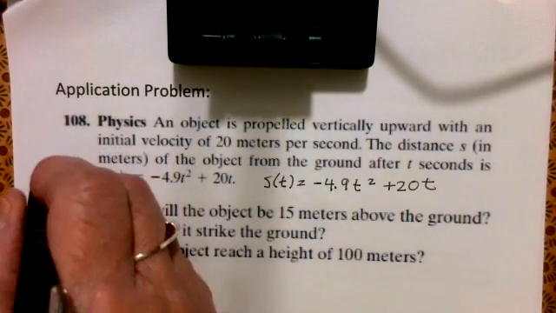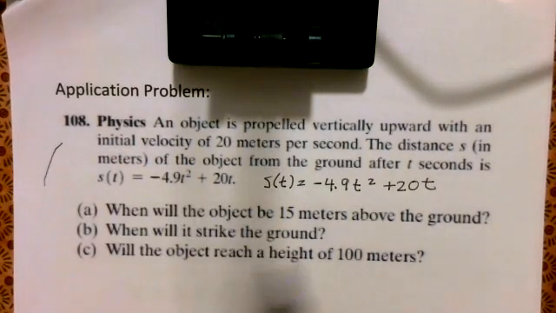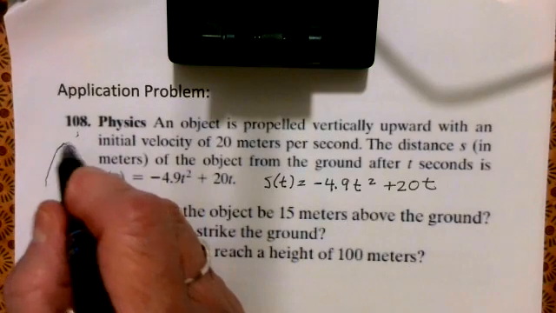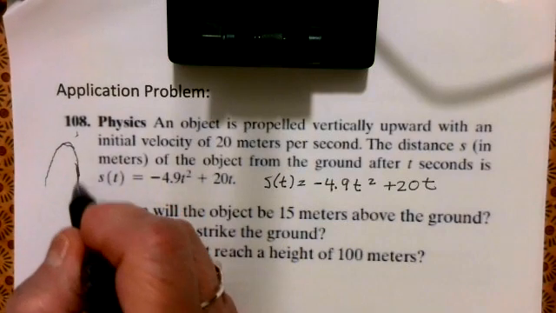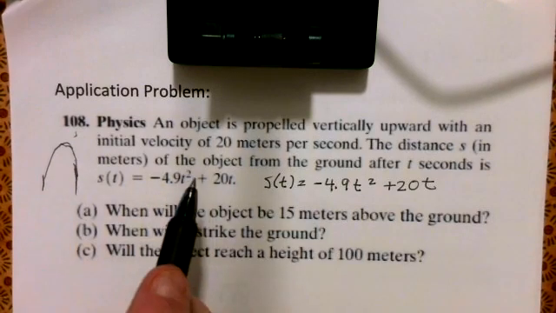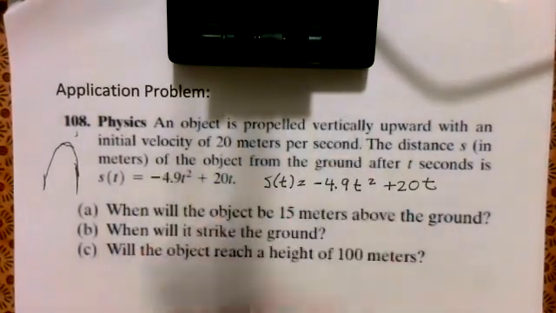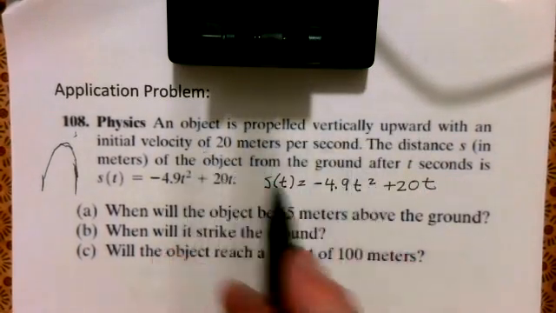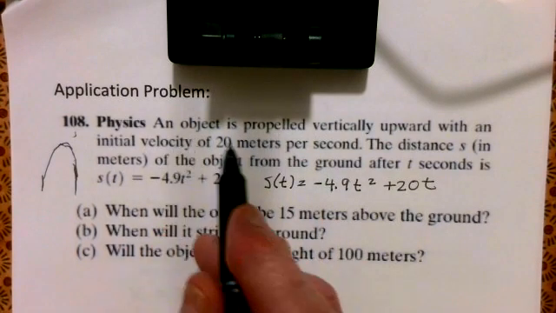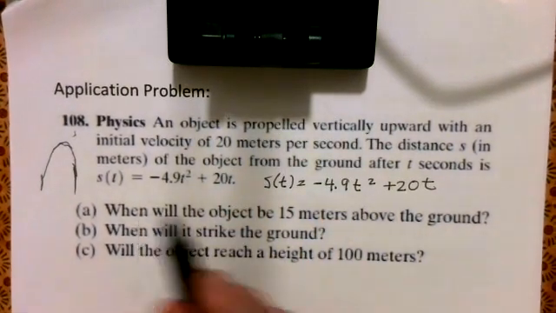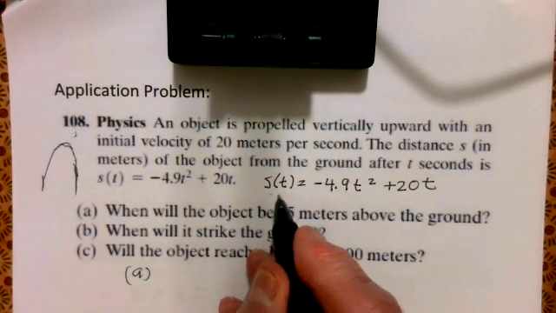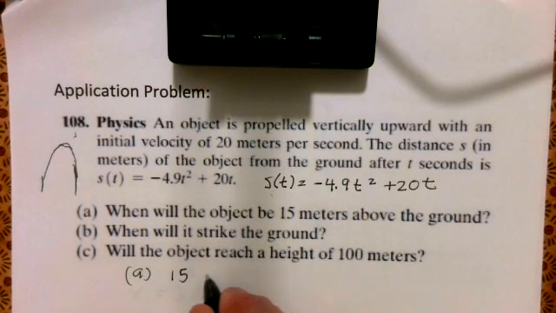And so, an object's going up, it's propelled upward, and it's going to also come back down, isn't it? And this forms a quadratic or parabola. And so this is a big application of a quadratic, when throwing something up or shooting something upwards, it's going to come down. So the 20 comes from the initial velocity. So the question is, when will the object be 15 meters above the ground? Well, that's pretty easy. You just set the distance or the position equal to 15.